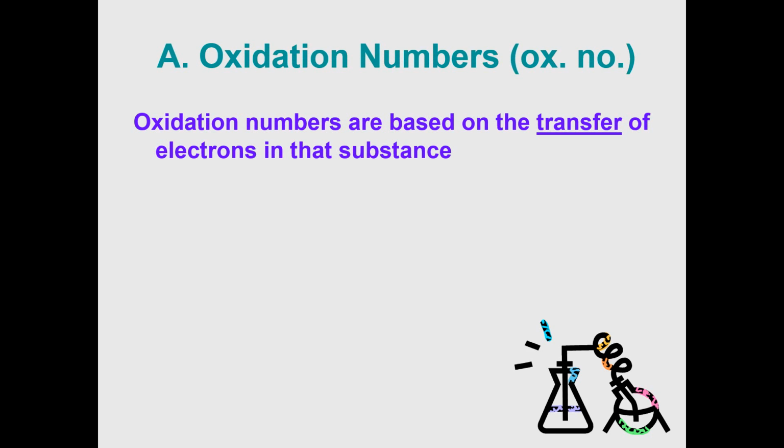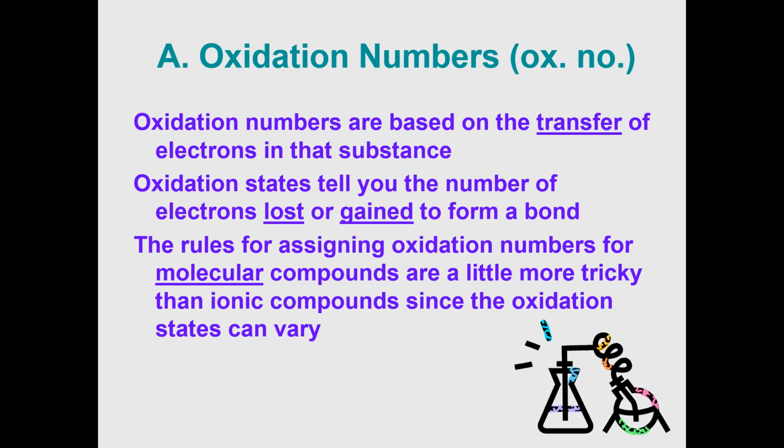So the whole idea behind oxidation numbers is that they are based on the transfer of electrons. So it's however many electrons are lost or gained in the process to form a bond. So the rules for assigning oxidation numbers, you actually know a lot of them because they correspond to the charges that we've been using for ionic compounds. But then when it comes to molecular compounds, the rules can kind of get a little bit tricky. So we are going to go ahead and explore those rules now.